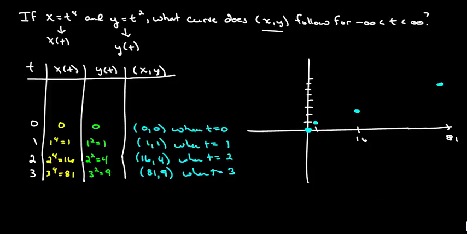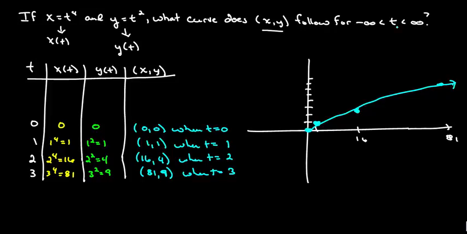If you're thinking about a bug, at time 0 it's here, then at time 1 it's here, at time 2, at time 3. So its travel path looks like it's headed in that direction.